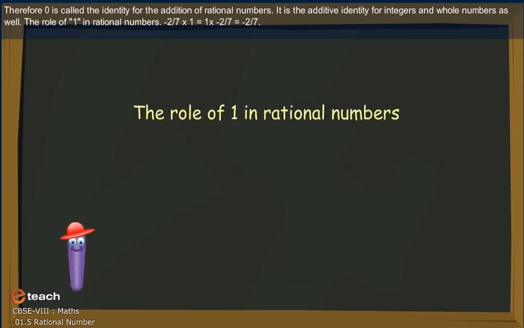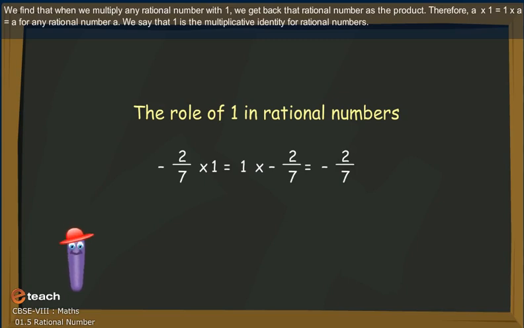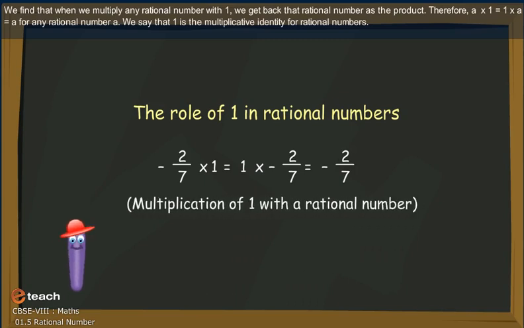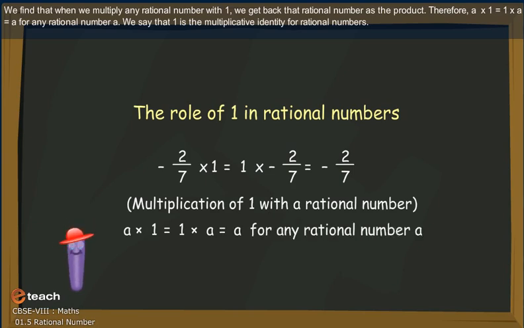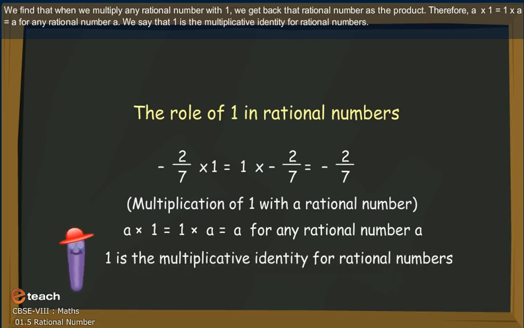The role of 1 in rational numbers. Minus 2 by 7 multiplied by 1 is equal to 1 multiplied by minus 2 by 7, which is minus 2 by 7. We find that when we multiply any rational number with 1, we get back the rational number as the product. Therefore, A into 1 is equal to 1 into A, that is A. For any rational number A, we say that 1 is the multiplicative identity for rational numbers.